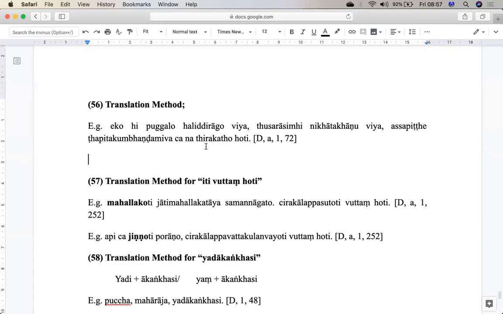So in this sentence, actually, this tira hodi is related to the halati rago, nikada kanu, and the tabida gombandan. Related to those ones, we can completely understand.